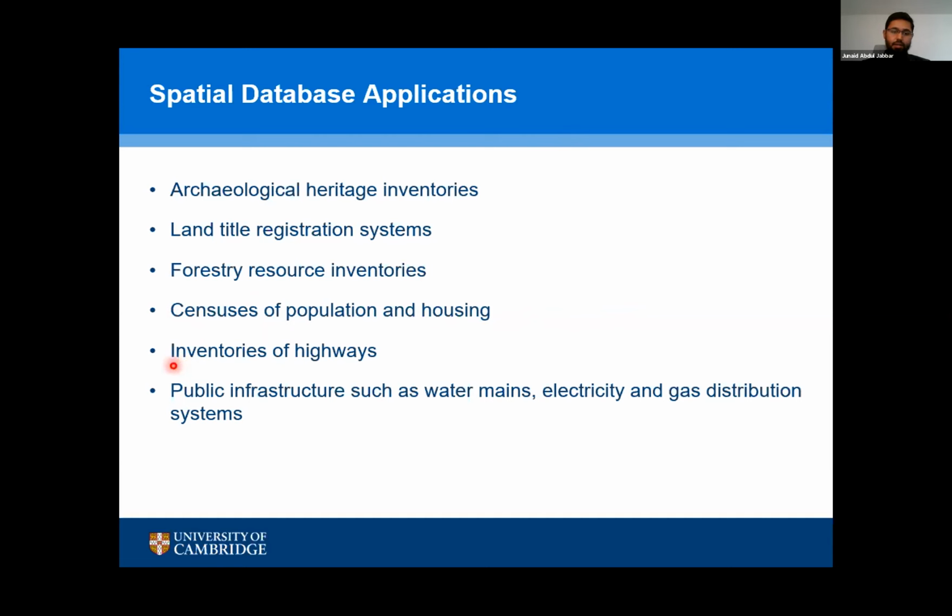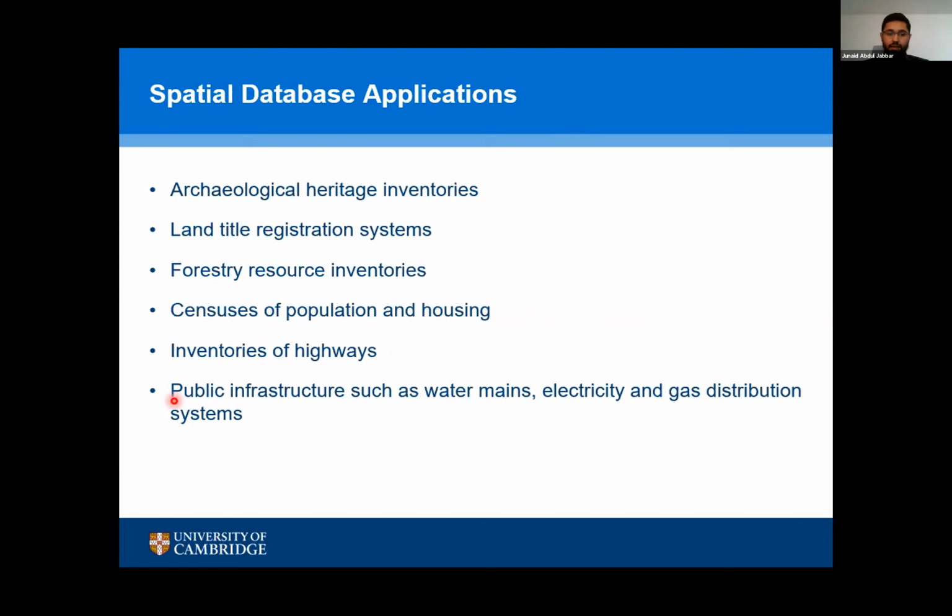Similarly, we can also use spatial databases as inventories of highways. This would include the line geometries for our roads and highways. We can include other data sets like railway tracks as lines, or any routes.